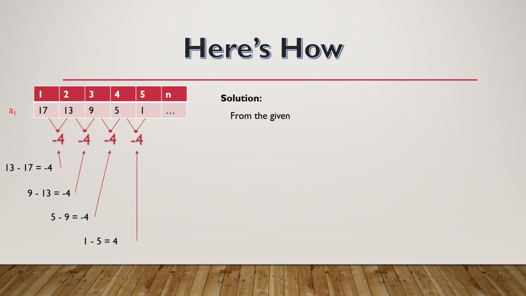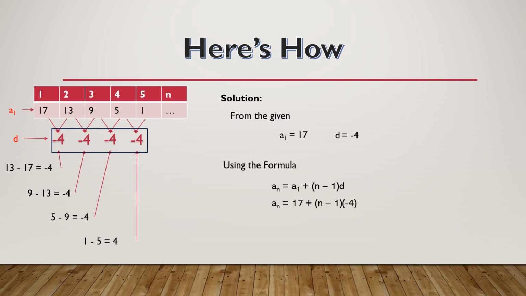Okay, so from the given, we can say that the first term given there is 17, while our common difference, which is the d, is negative 4. So our d is negative 4. Using the formula again, a sub n is equal to a sub 1 plus the n minus 1 times d. This is actually the arithmetic formula. So substituting the value of your a sub 1 and d, you will come up with 17, while the d is negative 4.